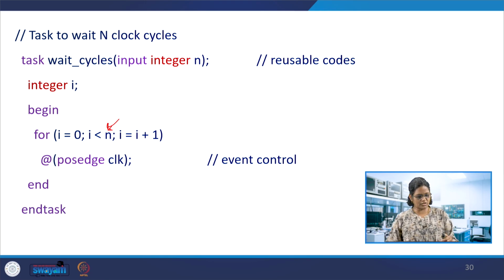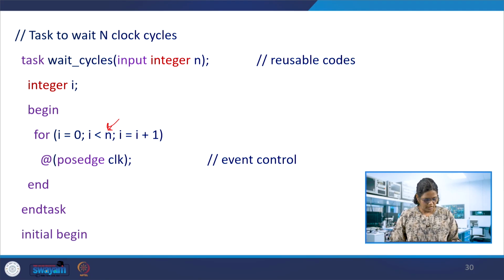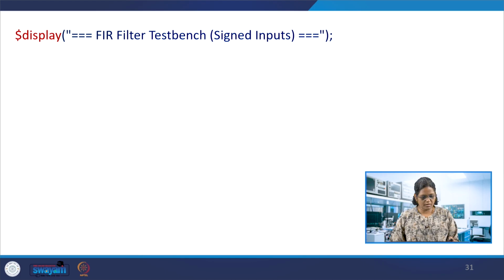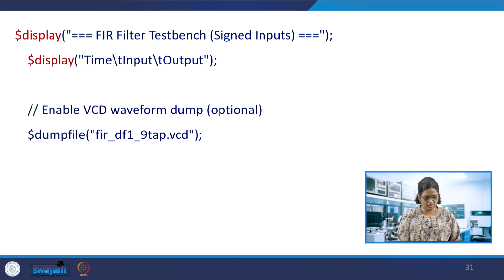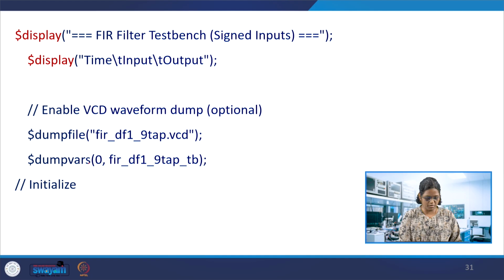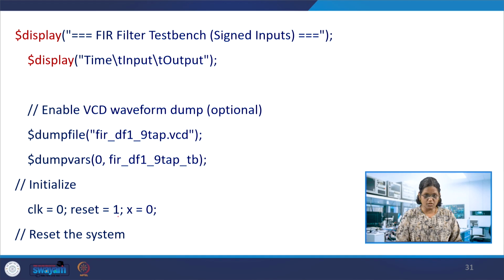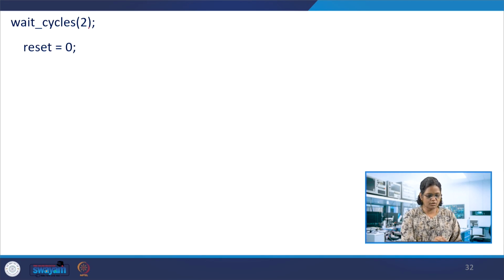Let's see how this is used for waiting n clock cycles. Initial begin, and then $display. This is the VCD file, which dumps the variables in the test bench; all the variables will be dumped into the created file. Initialize reset equal to 1. How long should reset be 1? Wait for 2 clock cycles through the task, and then make reset 0.